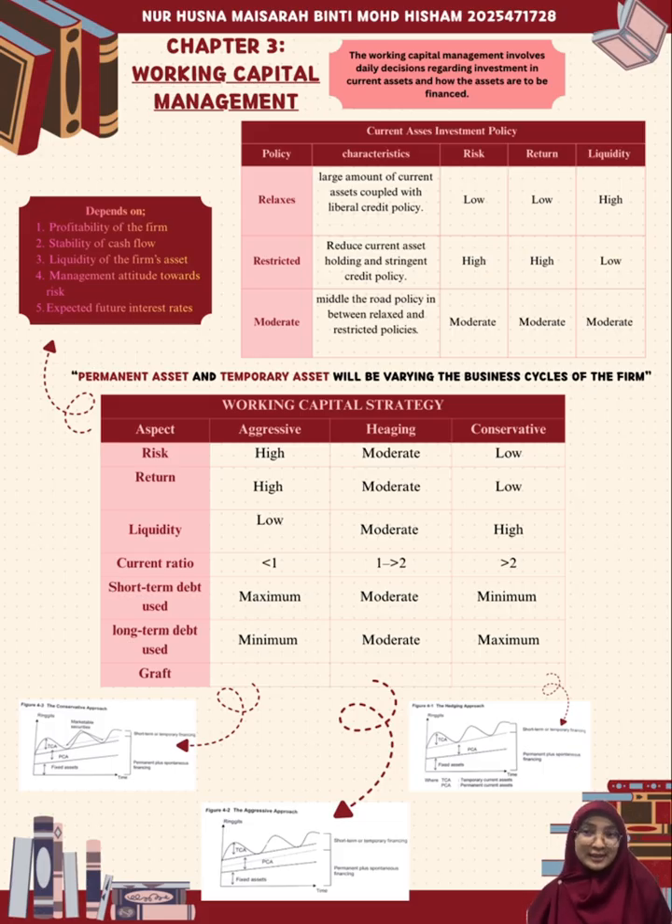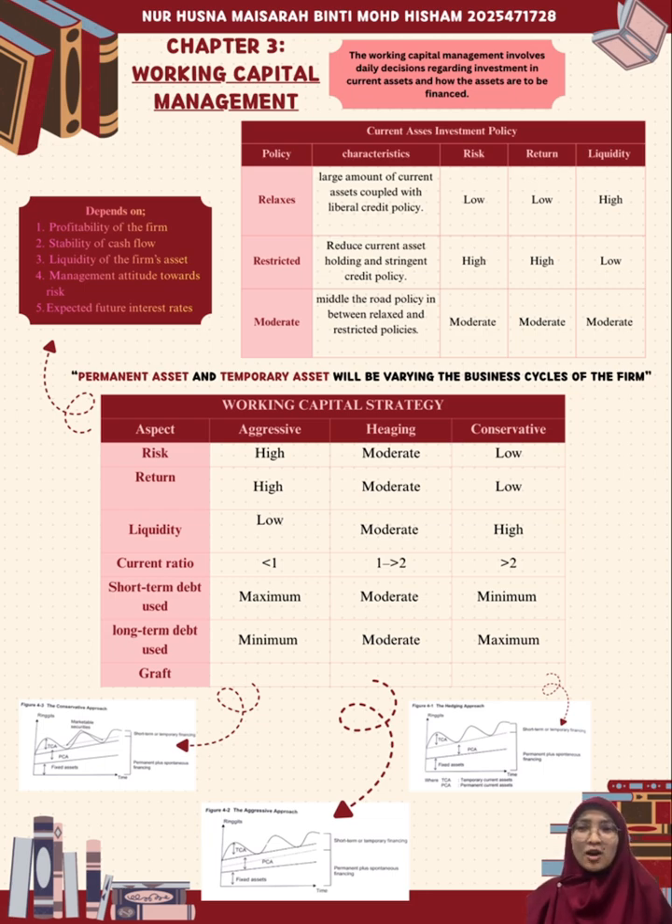Meanwhile, restricted policy is a higher risk policy, whereby it reduces current asset with stringent credit policy. Lower investment in current asset enables the firm to increase investment in other productive investment, and thus will result in higher return. And the last one is moderate policy. This is the middle road policy in between relaxed and restricted policy. This policy also results in moderate risk and return. Working capital strategy ranges from the aggressive to the conservative approach, where it will produce different levels of profitability and risk exposure.